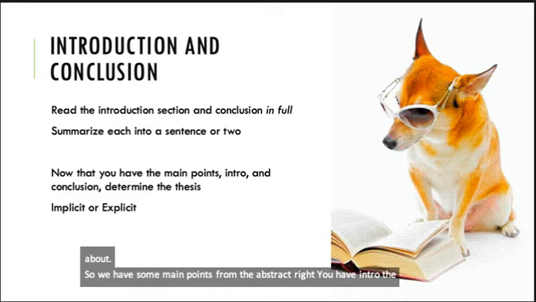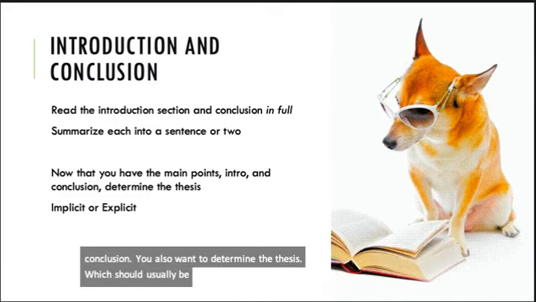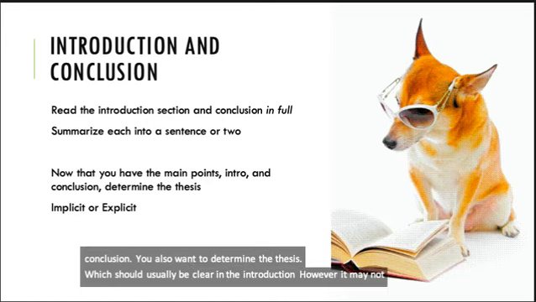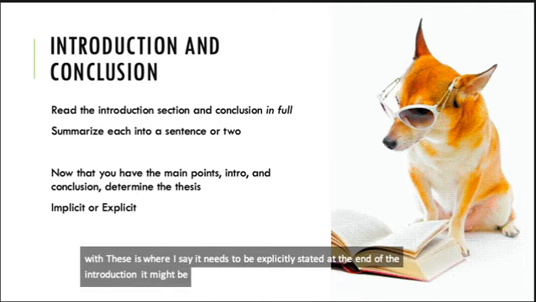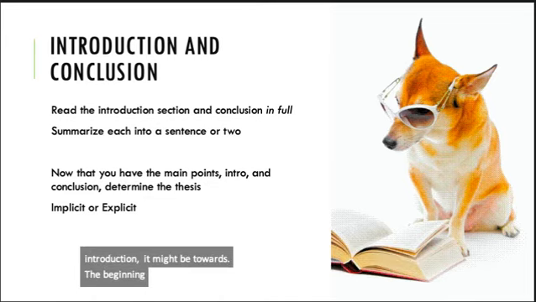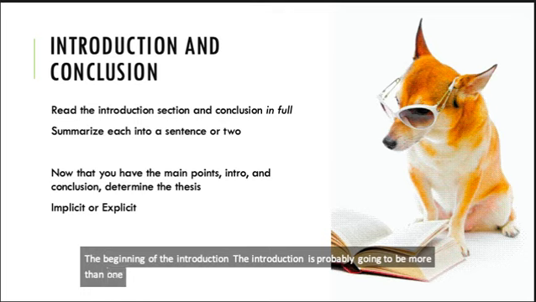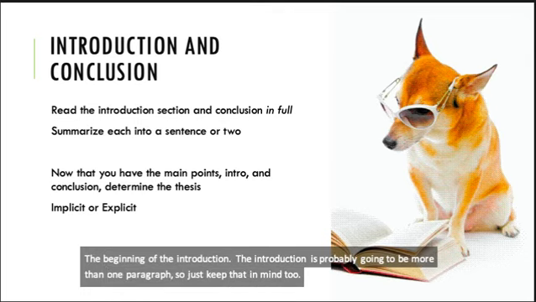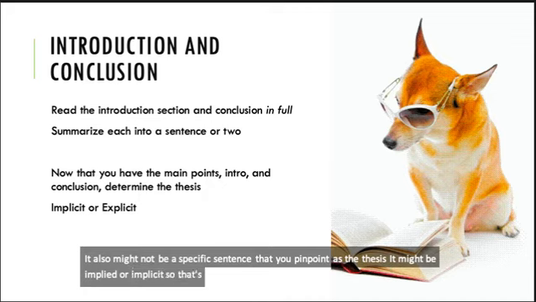You also want to determine the thesis, which should usually be clear in the introduction. However, it may not be like we do a thesis where I say it needs to be explicitly stated at the end of the introduction. It might be towards the beginning of the introduction. The introduction is probably going to be more than one paragraph. So just keep that in mind too. It also might not be a specific sentence that you can pinpoint as the thesis. It might be implied or implicit. So that's what you want to identify as well. Is it an implied thesis or is it an explicit thesis?